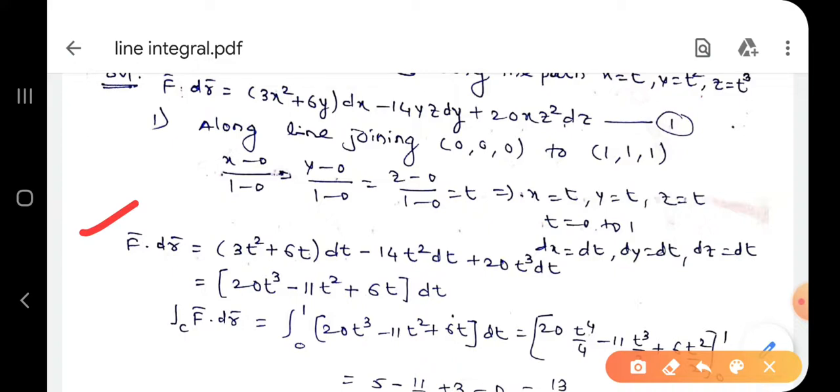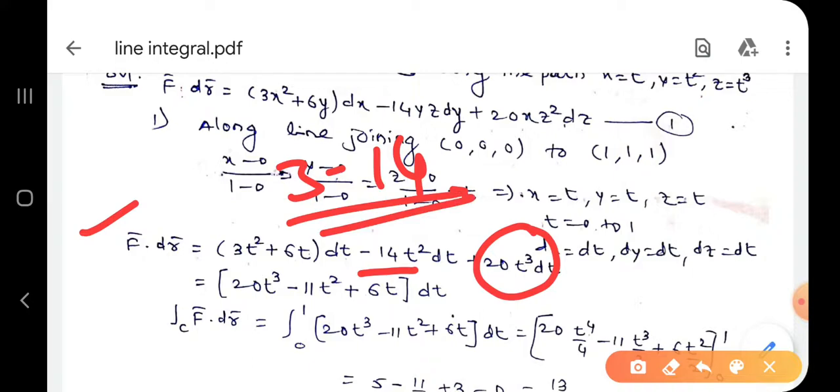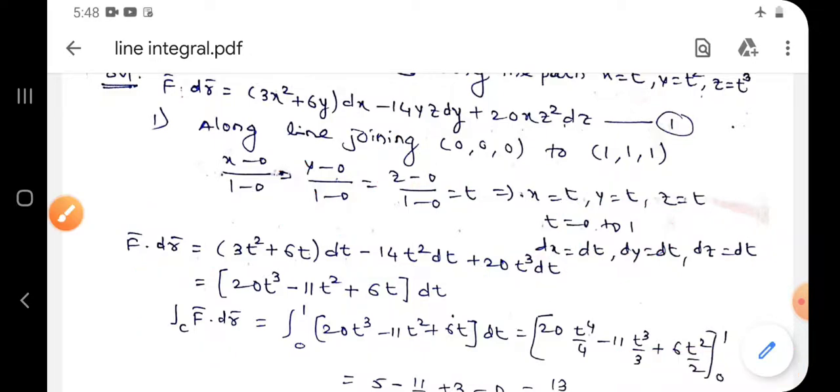Now just do the calculation and arrange, take dt common and arrange properly. So here 20t cube minus 14t cube, and plus 3t square, so 11t square plus 6t dt. Understood? Now integrate this with limit 0 to 1. So our integral over c of f bar dot dr bar is equal to the integral from 0 to 1 of (20t cube minus 11t square plus 6t) dt. Just integrate.